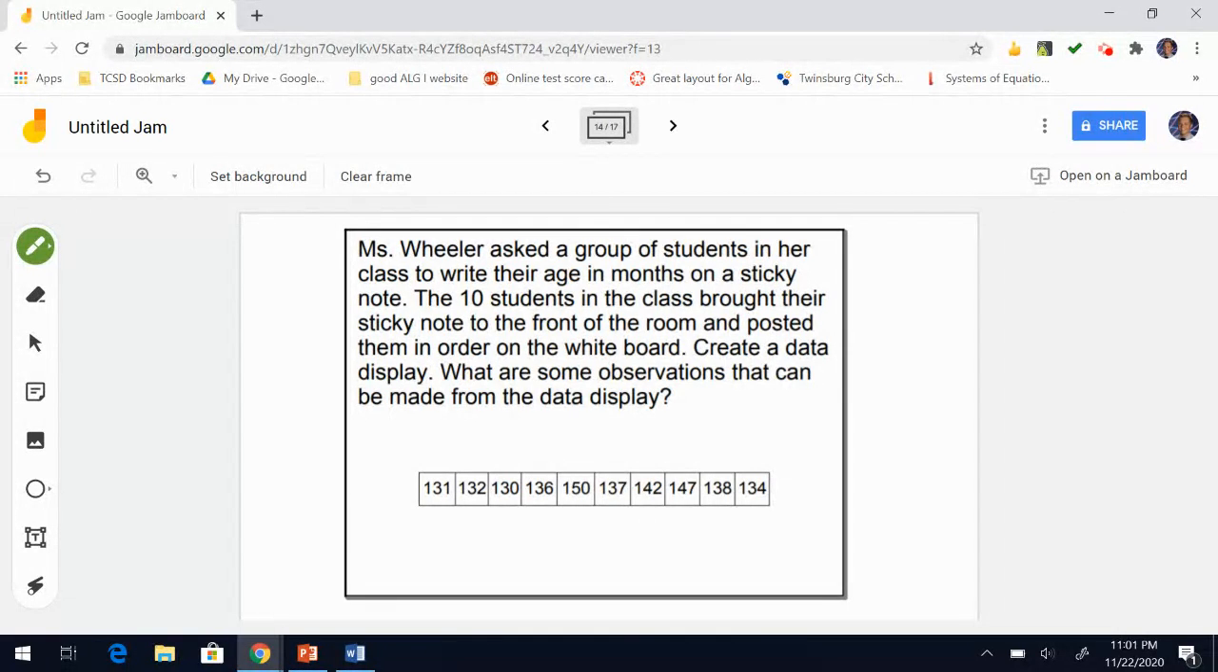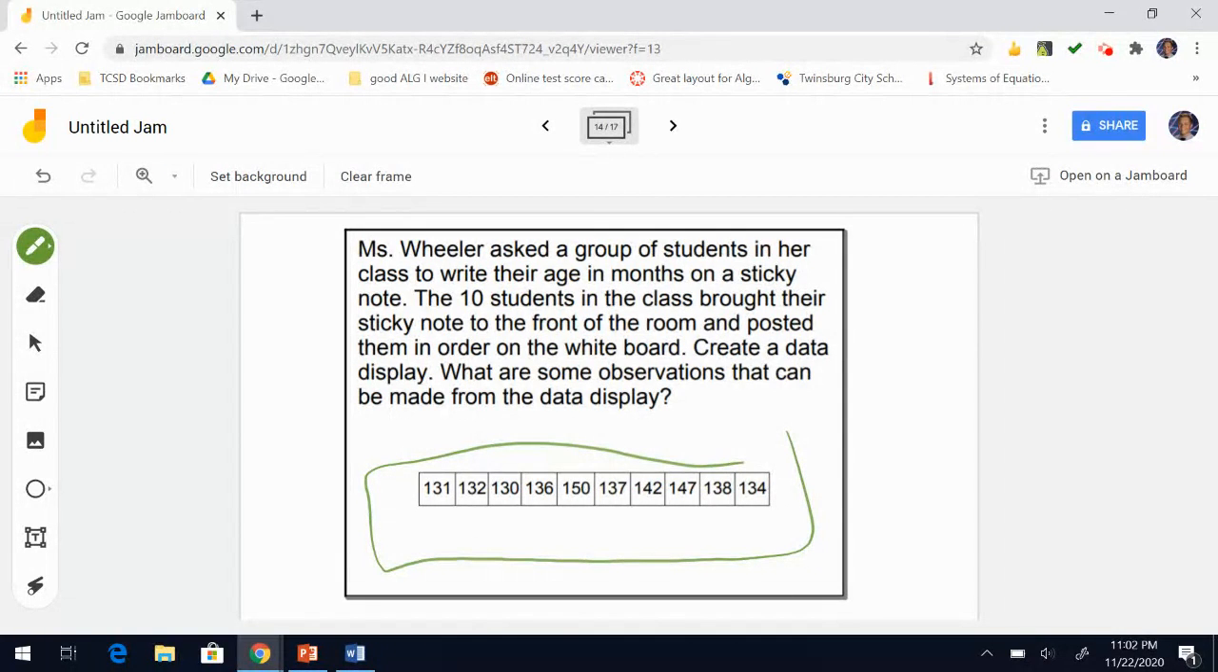I was like, holy cow, these kids are old, 131 years old. It's in months. Come on, pay attention. The 10 students in the class brought their sticky notes to the front of the room and posted them in order on the whiteboard. Create a data display. What are some observations that can be made from the data displayed?